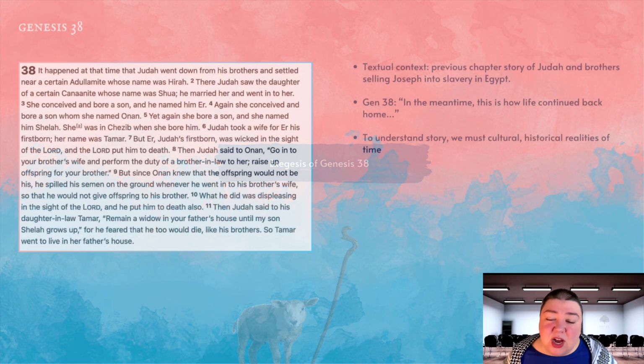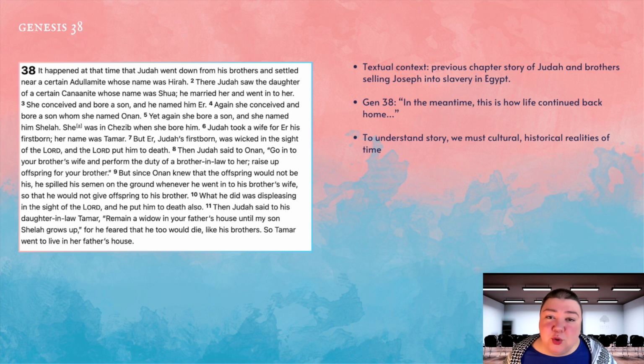In the previous chapter, we have the story of Judah and his brothers selling off their brother Joseph into slavery in Egypt. And while Joseph is in Egypt, it's as though the story goes, in the meantime, this is how life continued back home. The years roll on, Judah has 3 sons, his eldest dies, and then this whole situation happens. In order to understand this story, we must understand the cultural and historical realities and customs of the time.